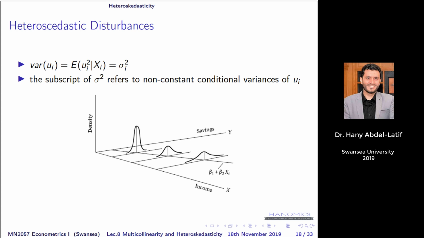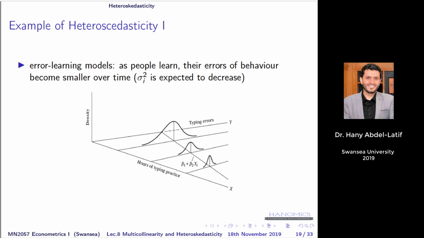But anyway, my point is that in general, because of the nature of the type of data you're dealing with, the cross-section data, you should usually expect that you have it. So it's more common with cross-section data compared to time series data. But in all cases, you should do some tests to find out. Another example here is the error learning model. This was a model of typing errors and hours of typing practice. Again, as you practice more, you become more accurate, and the variance here is getting smaller.